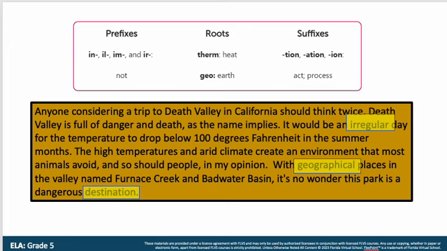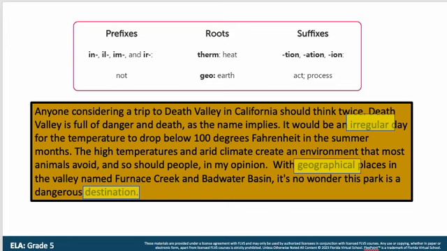Okay, so as you were reading, you probably saw the word irregular day for temperature. So irregular, whenever we see the prefix ir, im, il, or in, we know that this means not. So if I see regular day, well, I know a regular day is just a typical day. So an irregular day means this is not a typical day. So I know it's not typical.